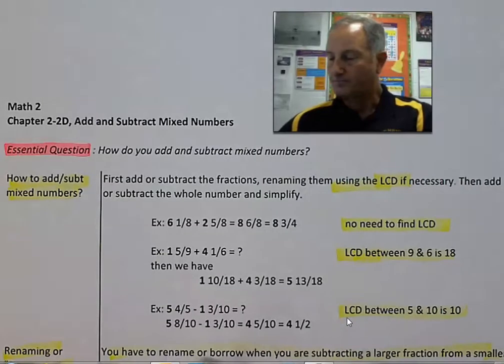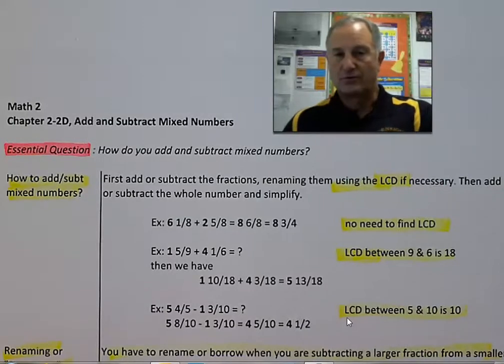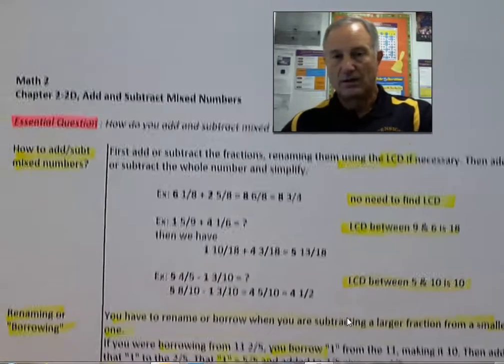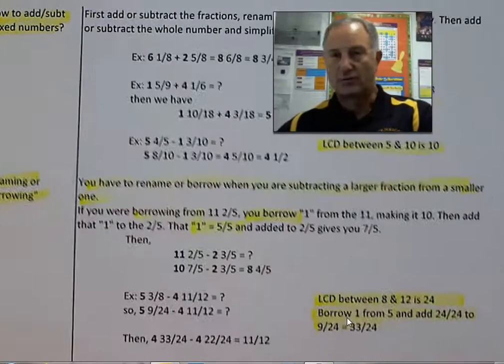Another example. This one with subtraction. The common denominator between 5 and 10 is going to be 10. You only need to change this fraction here. 5 times 2 gives you 10. 4 times 2 gives you 8. Now you can take the 8 minus 3, and you're going to get 5/10. 5 minus 1 is 4 and 5/10. Simplify the 5/10: 4 and 1/2. Hopefully that looks pretty familiar to you. Not too big a difference from what we've been doing there.